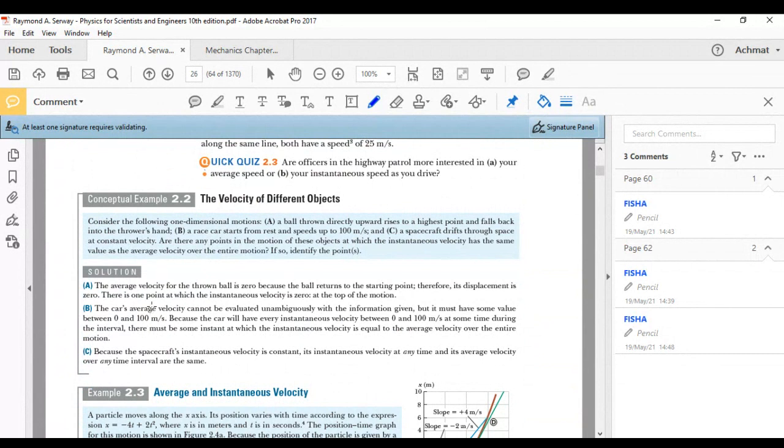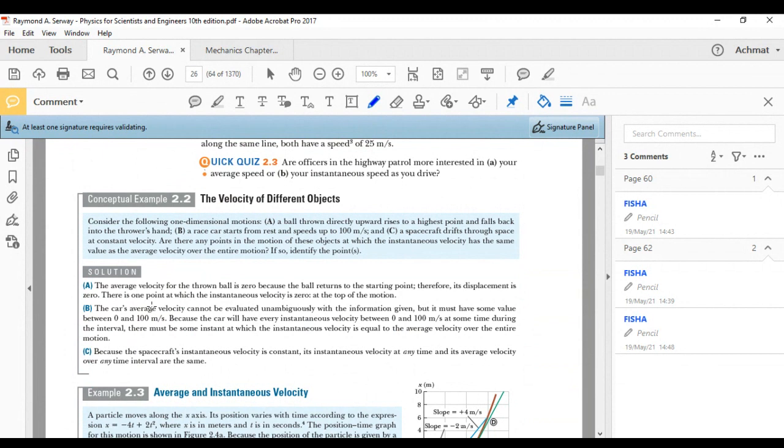So what do they say? There seems to be a bit of a discussion problem. They consider the following one-dimensional motions. Number A, number B, and number C. What does A say? A ball thrown directly upwards. It rises to its highest point and falls back during its motion into the thrower's hand.